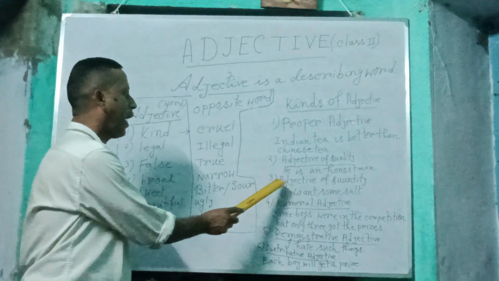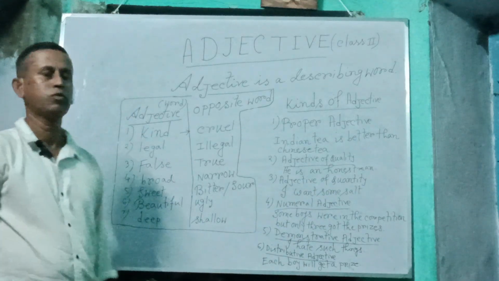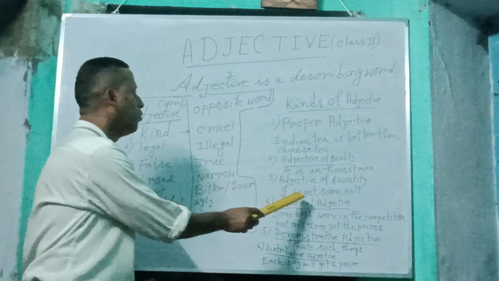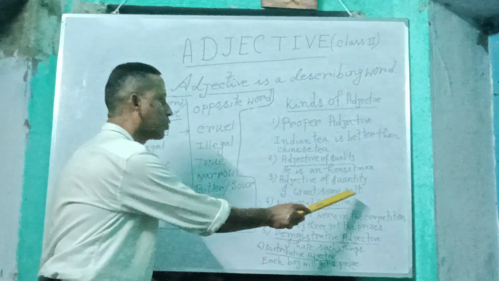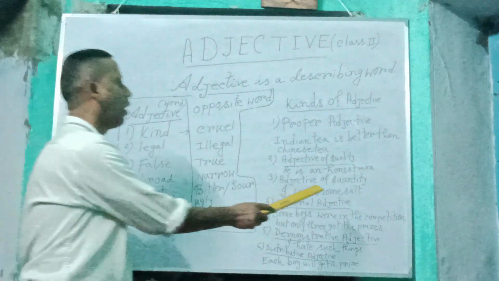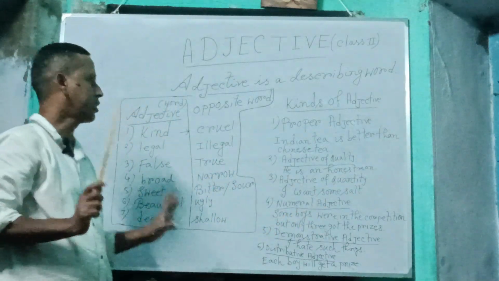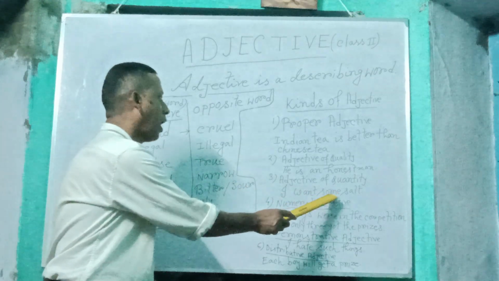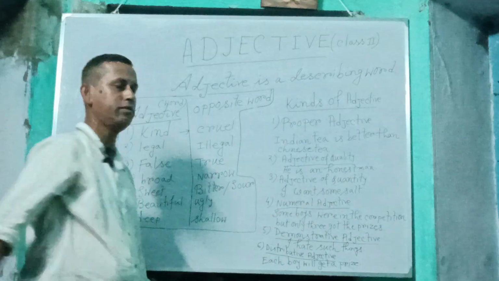Number three, adjective of quantity. It is only for the amount. So I want some salt. Salt is a noun, so the quantity is "some". The accent is on "some". So "some" is the adjective of quantity.